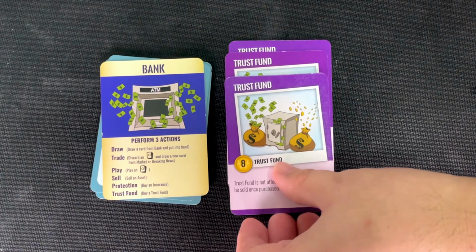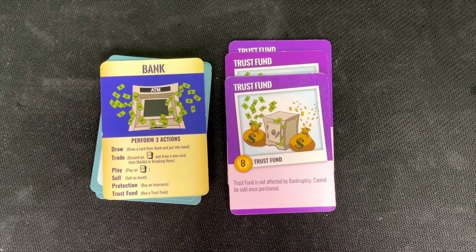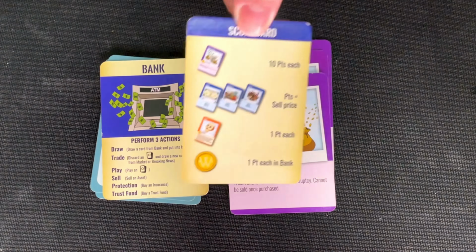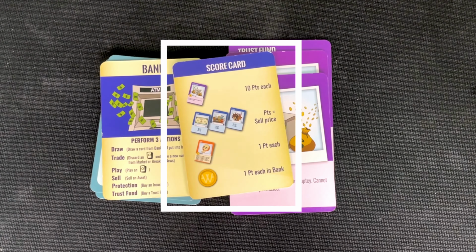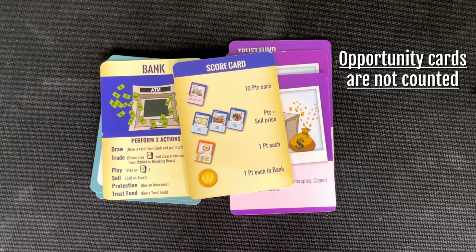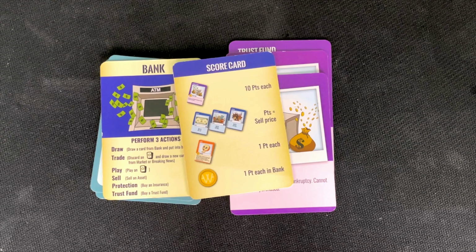Once a player has bought 3 trust funds, the game ends after the current round is completed, which is when the last player finishes their turn. To conclude the game, players tabulate their scores based on the scorecard. Unused cards in their hand are not counted towards scoring. If there is a tie, the later player in turn order wins.